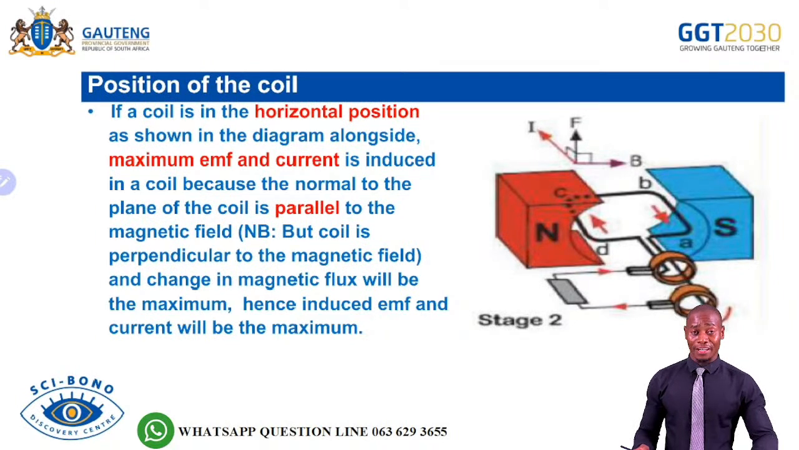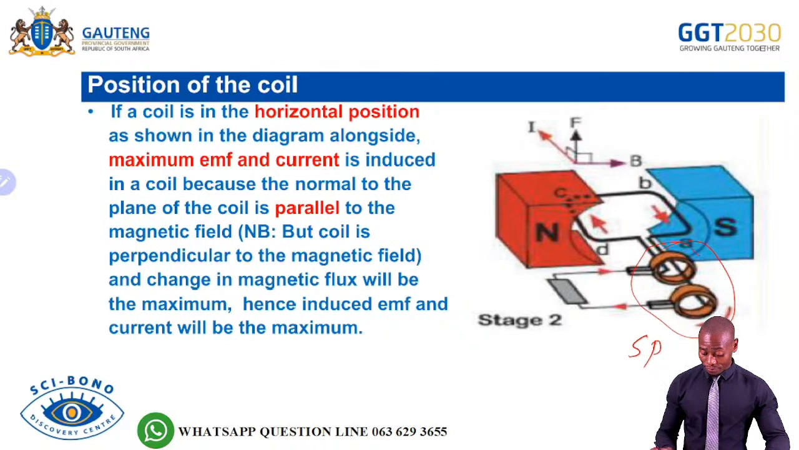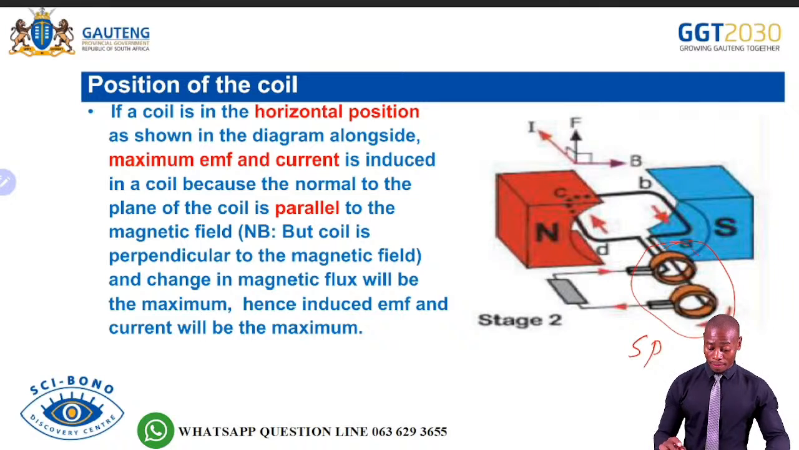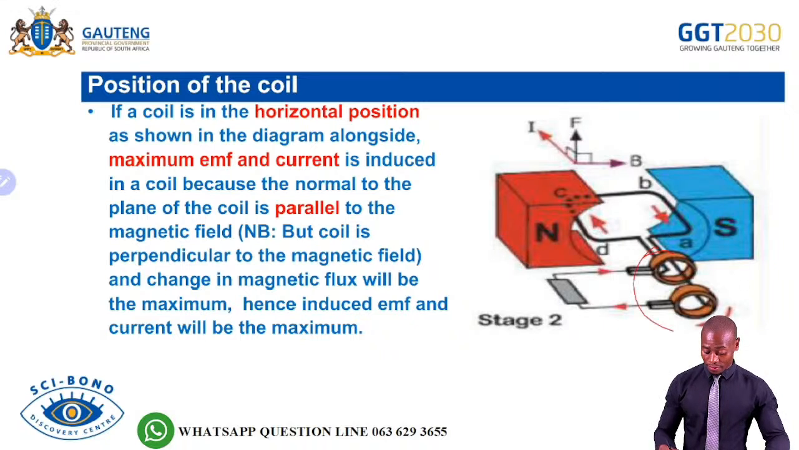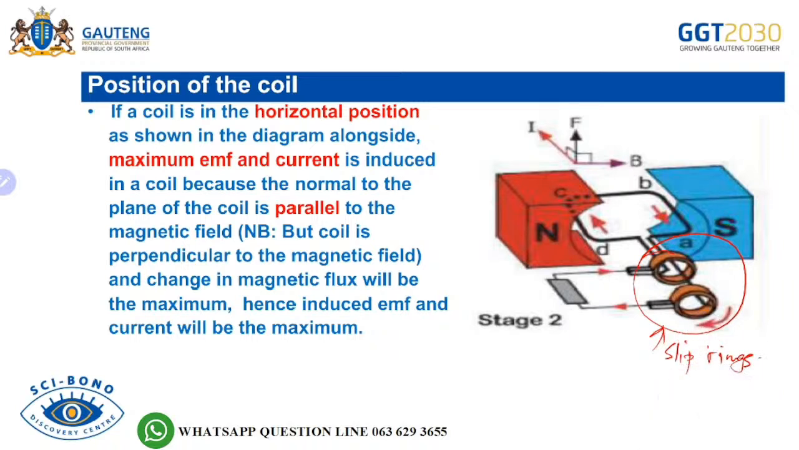Then another thing which is important here, learners. So this is a generator. What type of generator is this one? This is an AC generator. Why am I saying this is an AC generator? Because of what I am having here: slip rings. These are the slip rings. So that is why it is an AC generator, because of those slip rings.